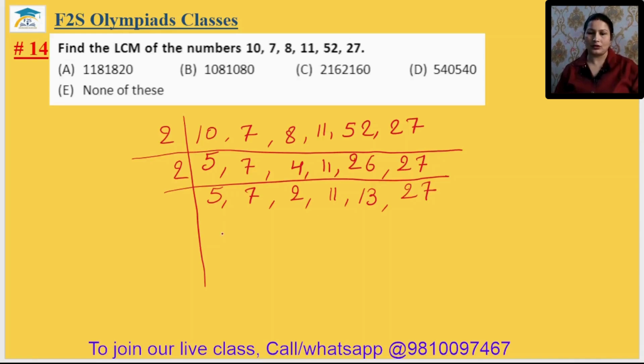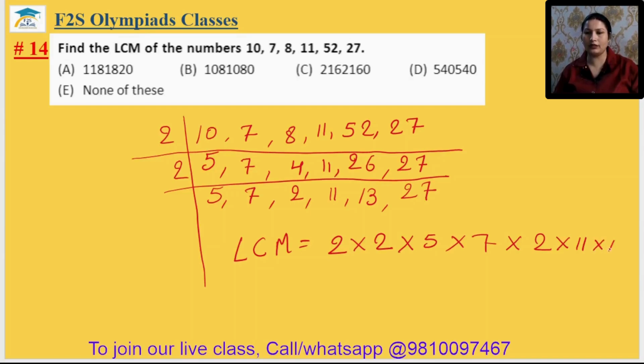Okay? So LCM equal to 2 multiply by 2 multiply by 5 multiply by 7 multiply by 2 multiply by 11 multiply by 13 multiply by 27. So after multiplying we will get 10818080. Okay, it is available in option number B. The 14th answer is option B.